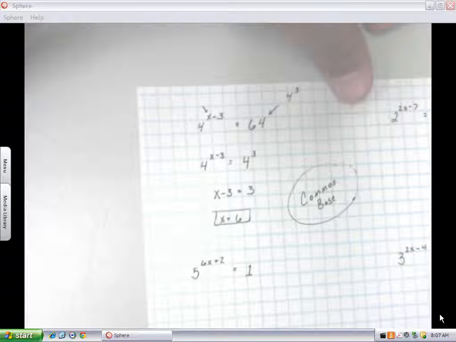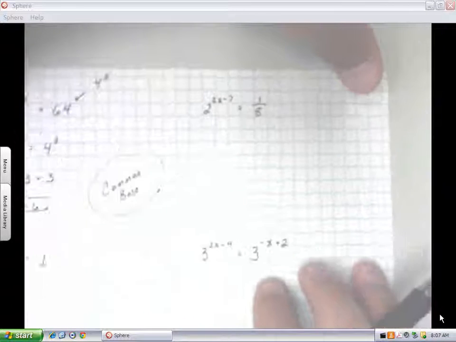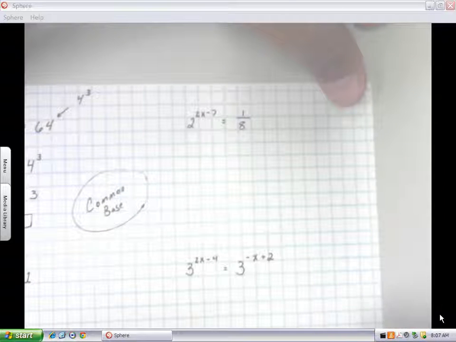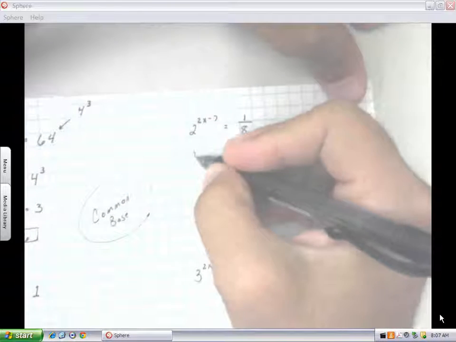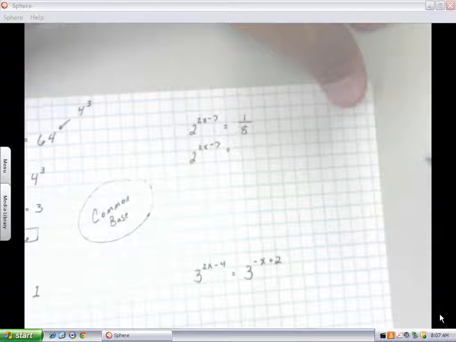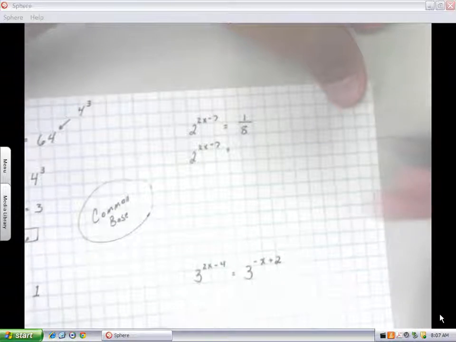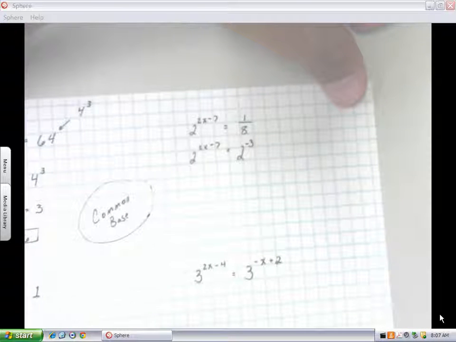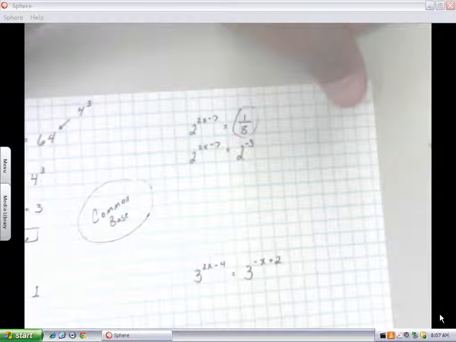Okay? So moving over to this problem here, 2 to the 2x minus 7 equals 1 over 8. Sometimes it looks difficult to make those bases common. However, as soon as I see a fraction, I should be realizing, oh, that's got to be a negative exponent. Because if you remember, negative exponents told us that we needed to flip the base. And 8 is 2 cubed, so 1 over 8 is actually the same thing as 2 to the negative 3 power. Negative because of the fraction, and 3 because 2 cubed is an 8.